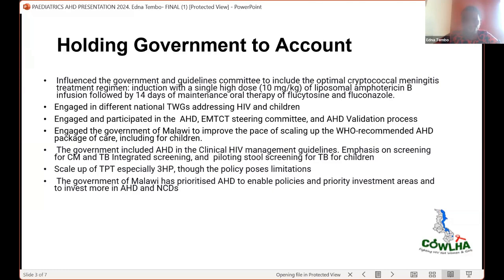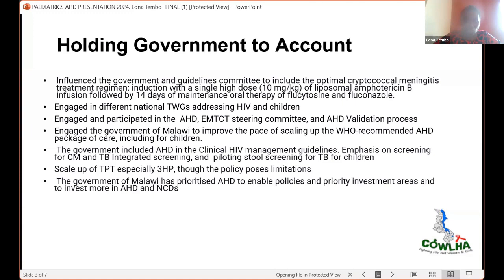And we have also engaged the government of Malawi to improve the pace of scaling up the WHO recommended AHD package of care, including for children. We know in Malawi, the scale up of AHD has been very slow. Currently, we have 529 sites out of 850 ART service sites. So we are advocating and also engaging government to make sure that they scale up so that those who are not able to access the services should have these services closer to them.